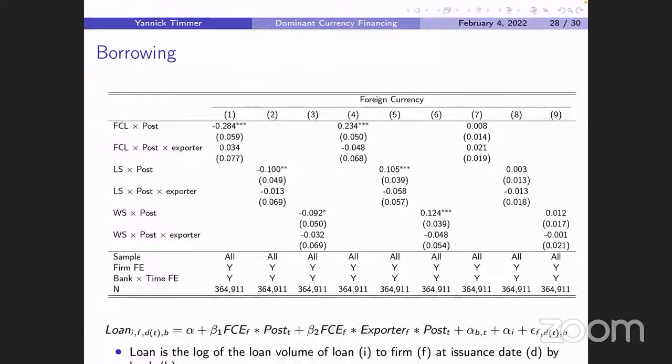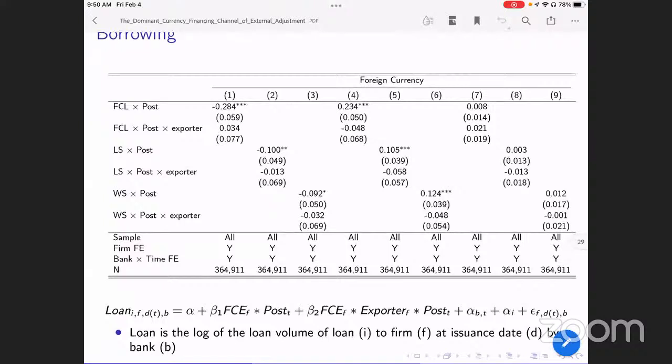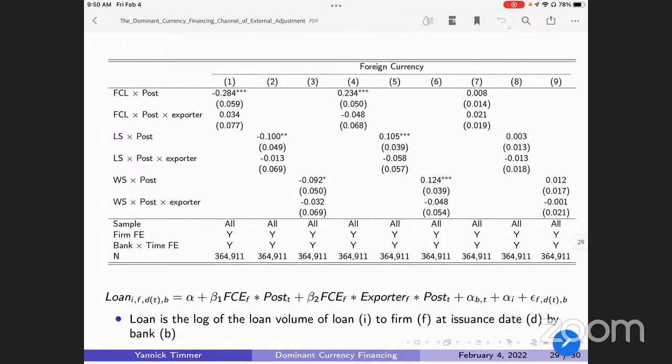In terms of borrowing, we see that the firms that are facing this liquidity shock or have more foreign currency borrowing indeed also reduce their borrowing. Here we actually do not find a differential effect for exporters versus non-exporters, because to some extent the firms that are exporting, they do not necessarily need to borrow more because they have these additional revenues coming through the exporting channel.